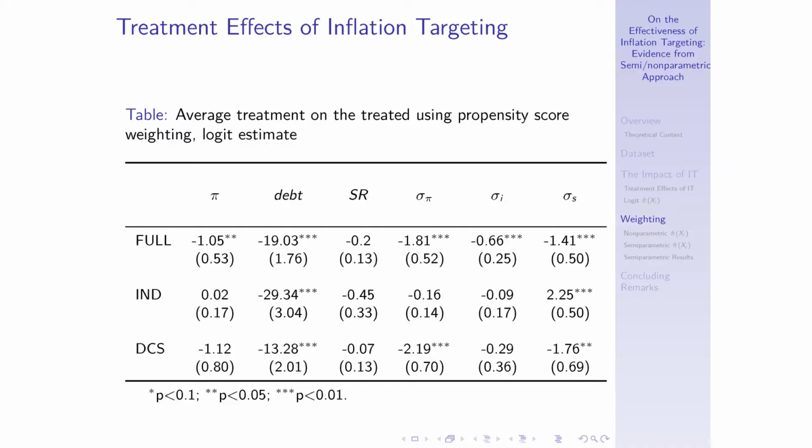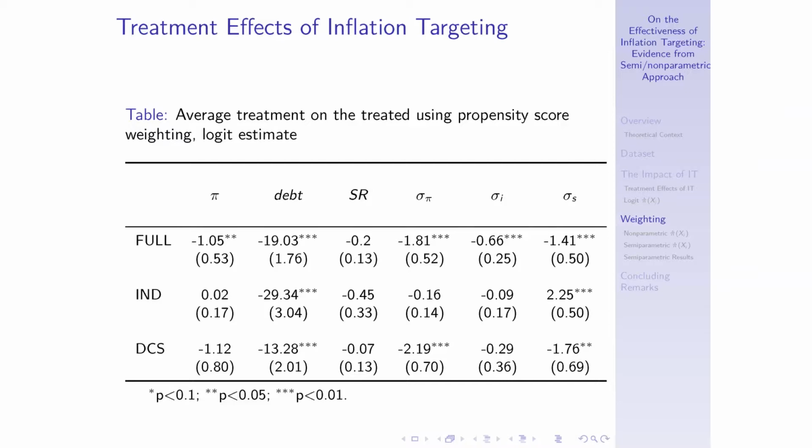The parametric estimate, that average treatment effect, we find, I mean that's the literature, the parametric propensity scores, is that for the full sample, there is a significant reduction in inflation if you adopt inflation targeting. But if you break that into industrial and developing economies, the impact on developing economies is lower but insignificant.